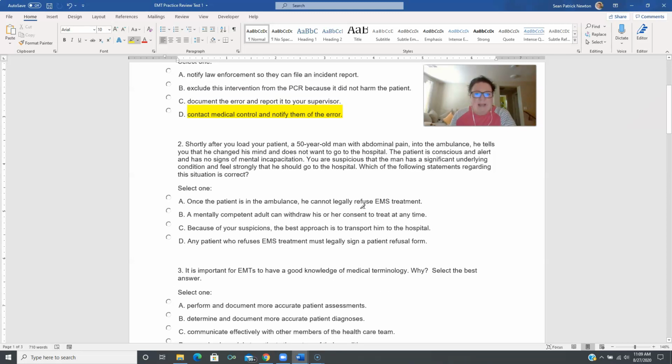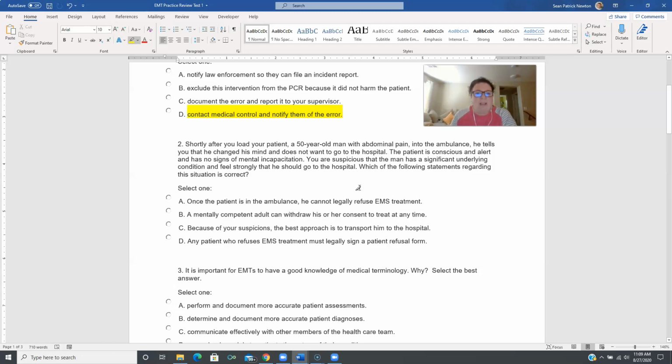Next, shortly after you load a patient, a 50-year-old man with abdominal pain, into the ambulance, he tells you he changed his mind and he doesn't want to go to the hospital. The patient is conscious and alert and he has no signs of mental incapacitation. You're suspicious that he has a significant underlying condition and you feel strongly he should go to the hospital. Which of the following statements regarding this situation is correct? A, once he's in the ambulance, he cannot legally refuse.